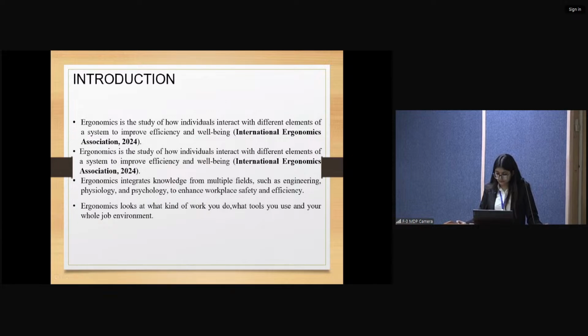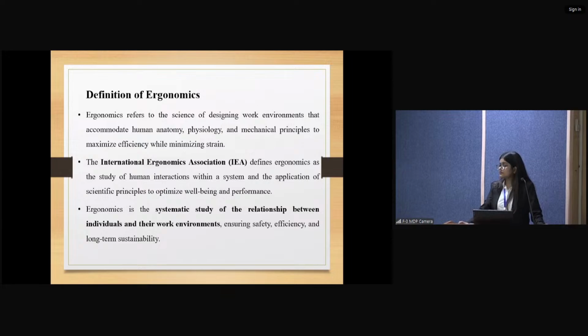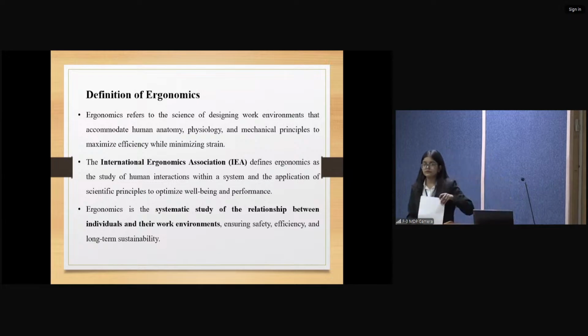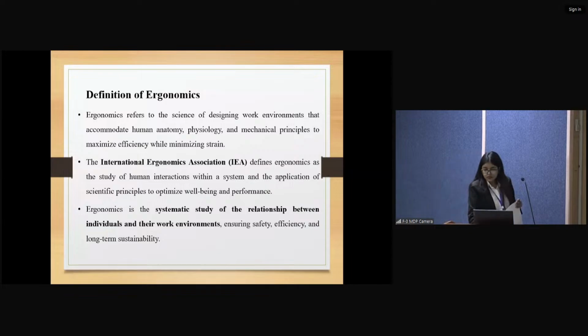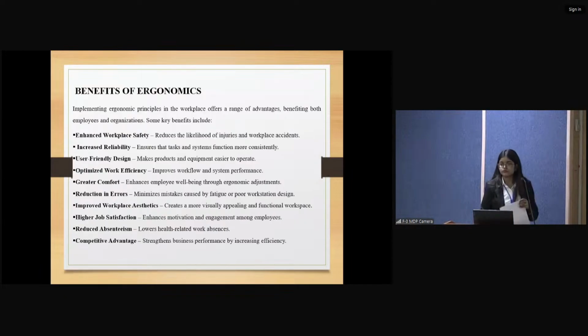Introduction. Ergonomics is a study of how individuals interact with different elements of a system to improve efficiency and well-being. Ergonomics integrates knowledge from multiple fields such as engineering, physiology, psychology to enhance workplace safety and efficiency. Definition. Ergonomics refers to the science of designing work environment that accommodate human anatomy, physiology, and mechanical principles to maximize efficiency while minimizing strain. It defines ergonomics as study of human interaction within a system and the application of scientific principles to optimize well-being and performance.